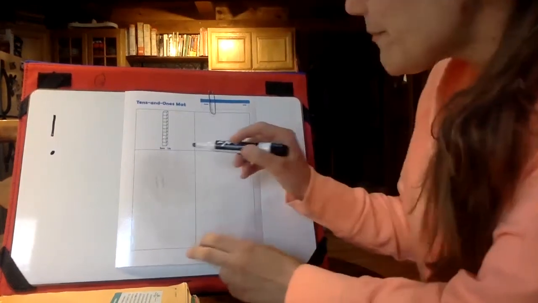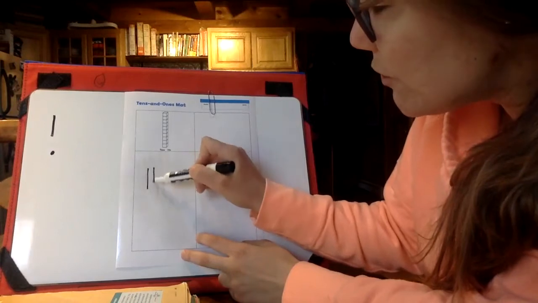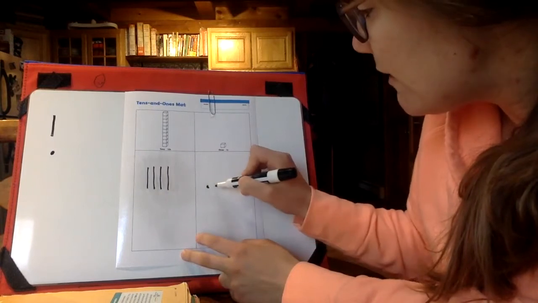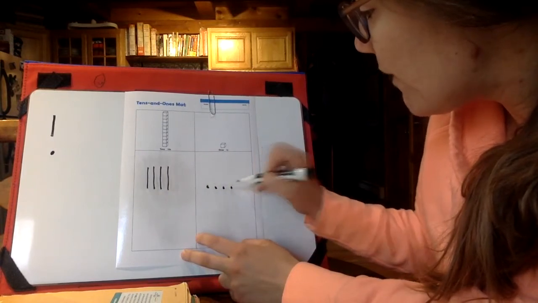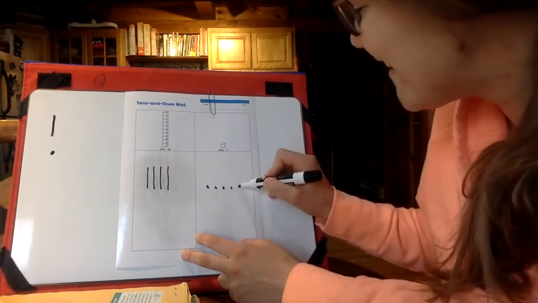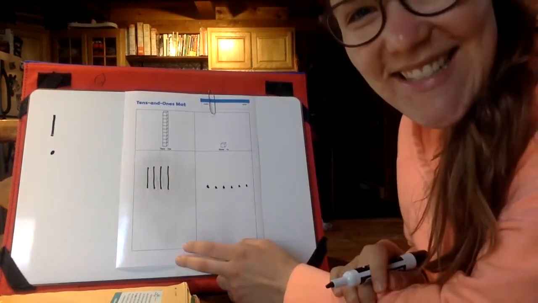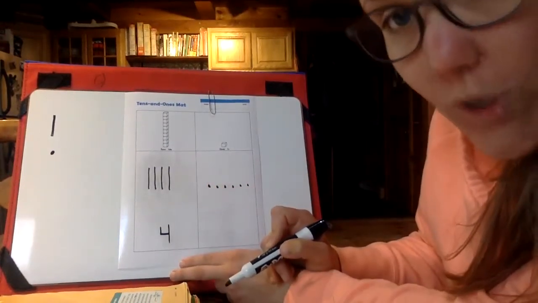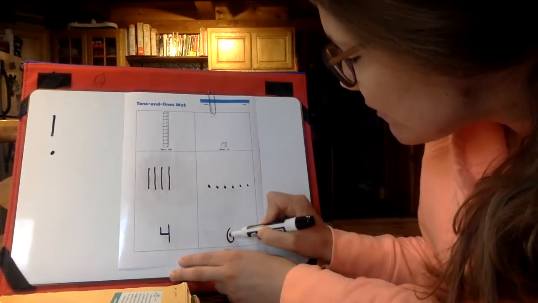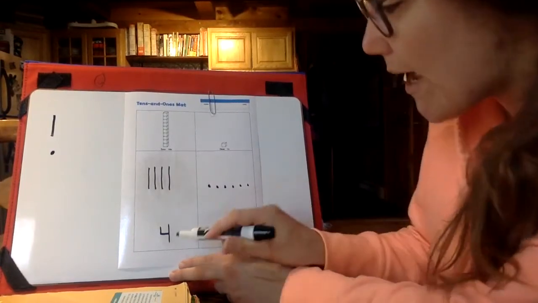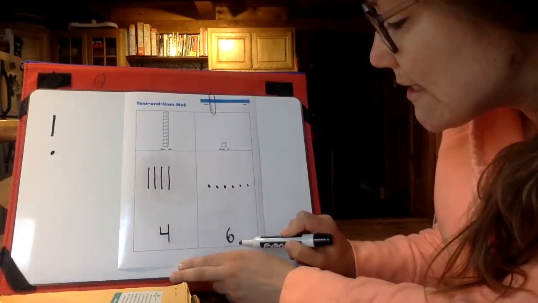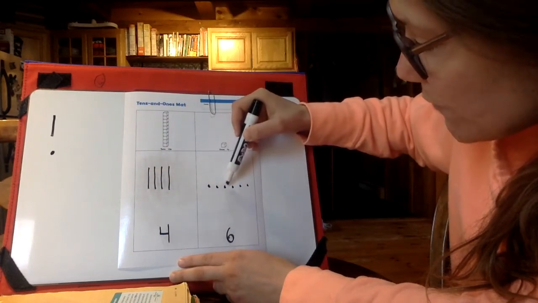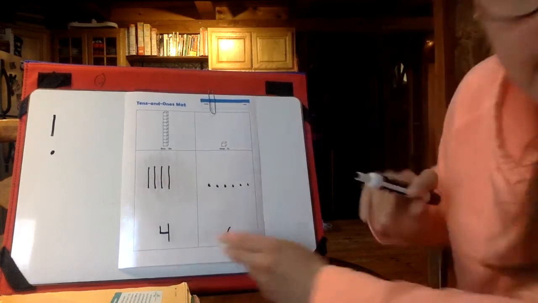Let's do it together. 4 longs, 1, 2, 3, 4, 6 cubes. 1, 2, 3, 4, 5, 6. I forgot 6 cubes. All right, so I have 4 longs, 4 tens, 6 cubes, 6 ones. So I have the number 46. 10, 20, 30, 40, 41, 42, 43, 44, 45, 46. 46.